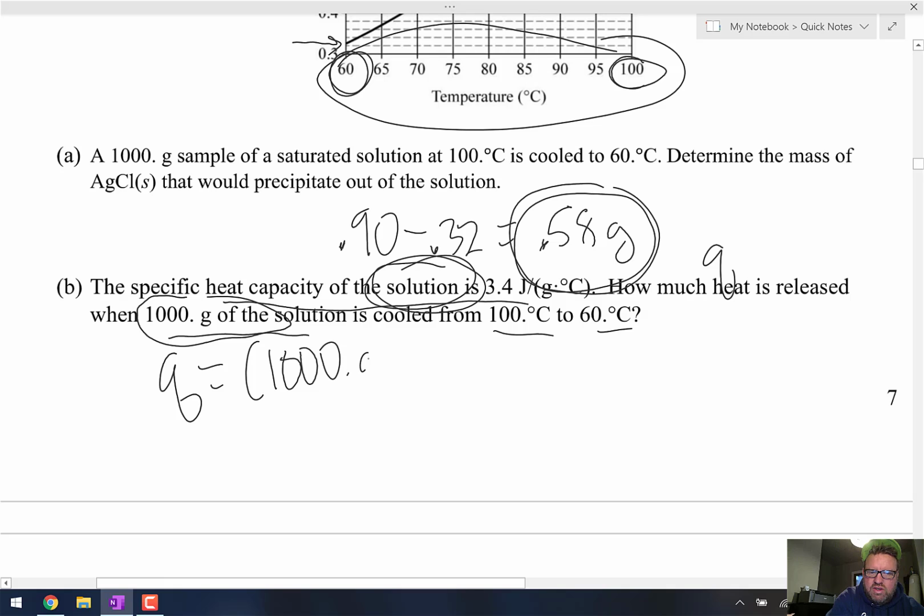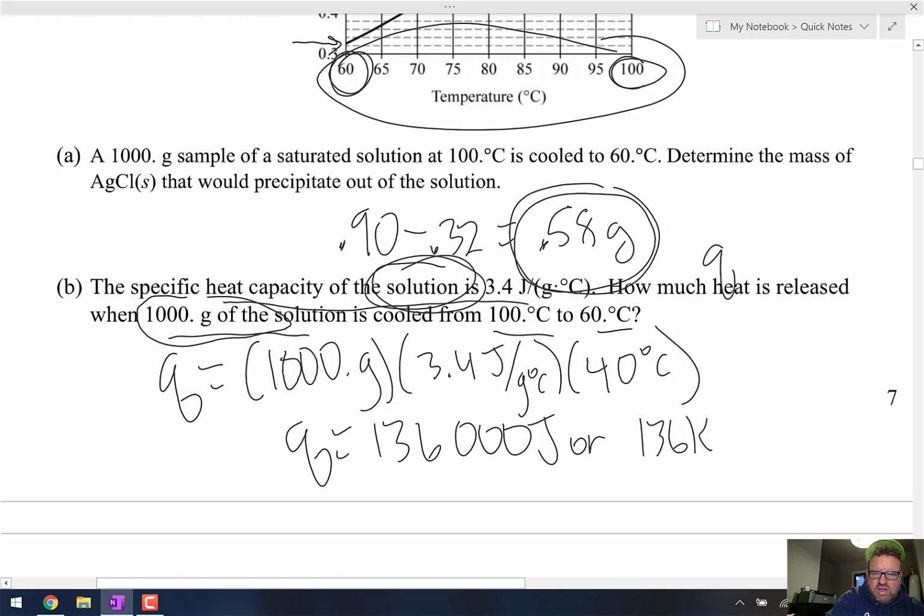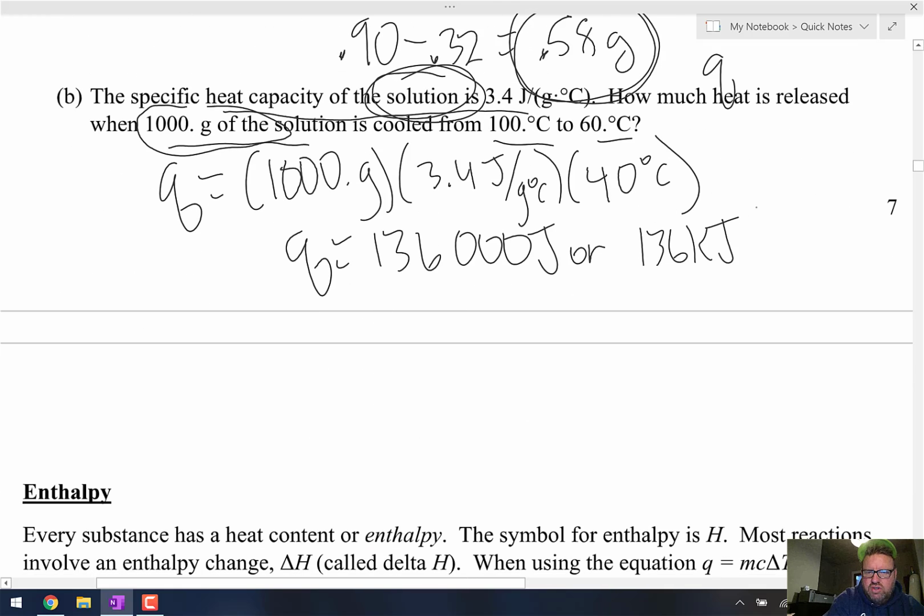So we've got 1,000 grams times 3.4 joules over grams degrees Celsius, and then 100 to 60 is a 40 degree drop. So we're going to go 1,000 times 3.4 times 40. Okay, Q equals 136,000 joules, or again 136 kilojoules would be a correct response as well. Either one would be fine.